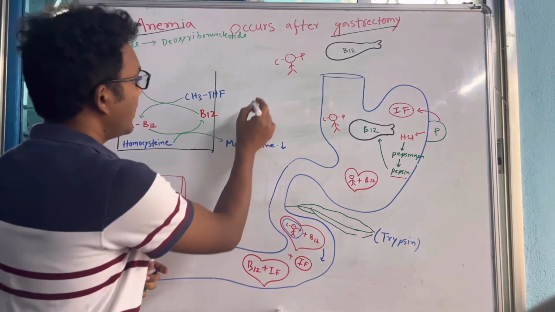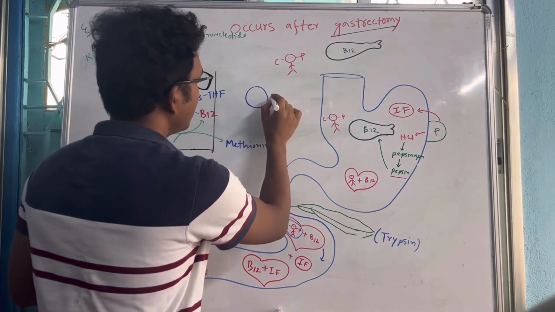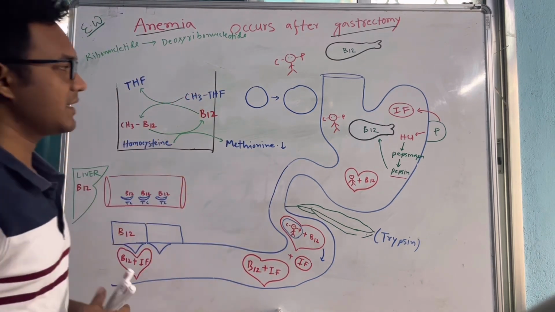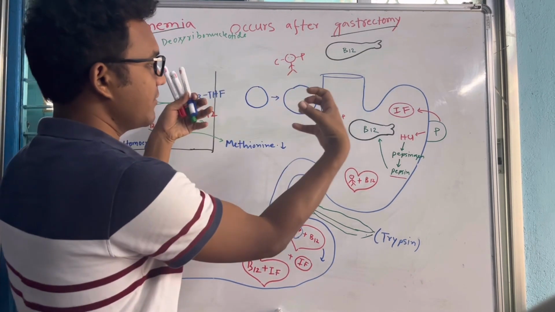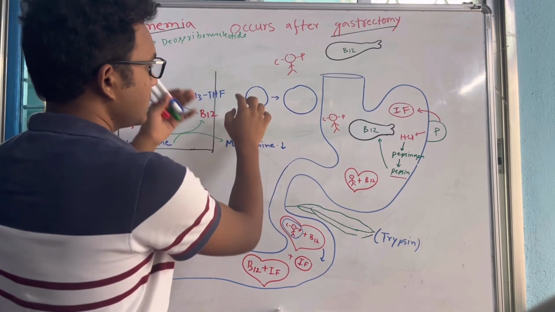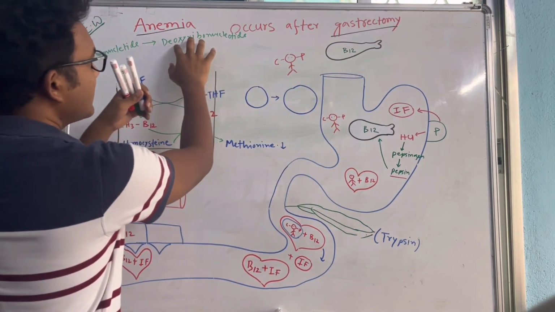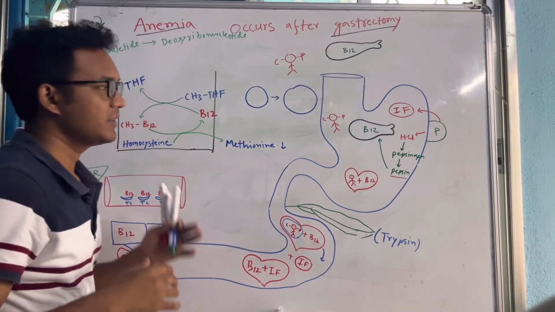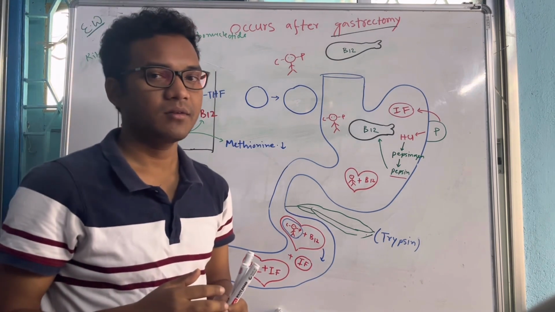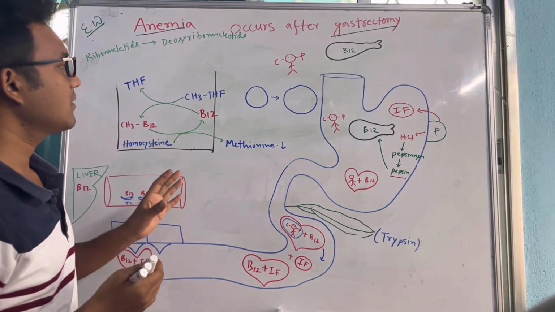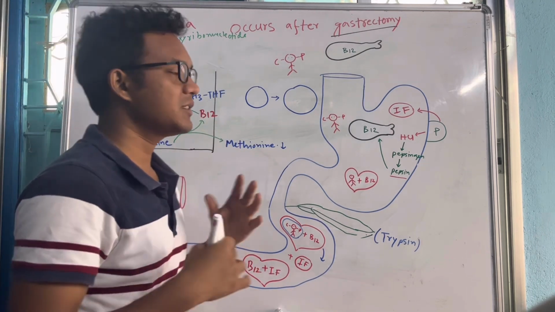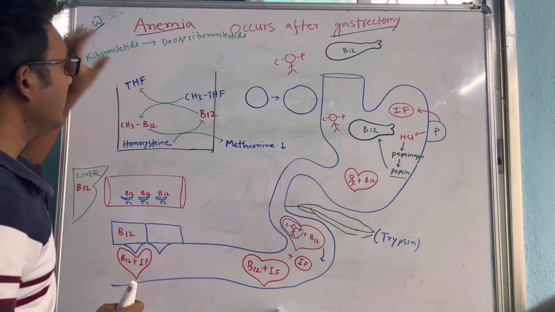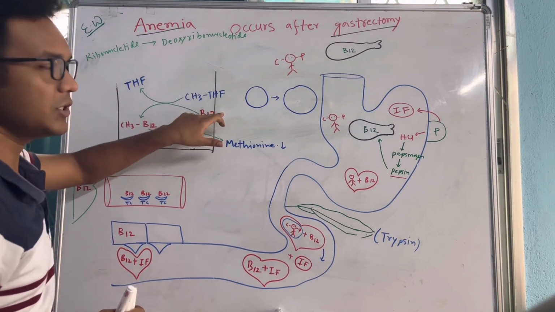So what happens? The cell will be larger in size because the cell cannot divide further. If the cell cannot divide further due to the decreased amount of DNA, the size of the cell is increased. This is known as megaloblastic anemia. It means the size of the RBC is increased due to the deficiency of tetrahydrofolate, and it occurs due to the deficiency of B12.